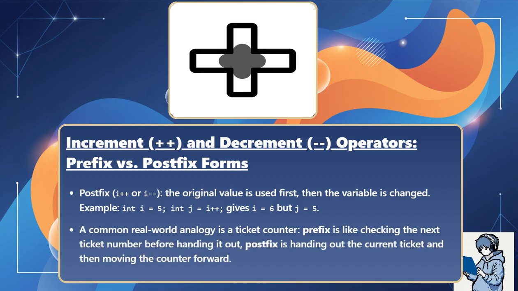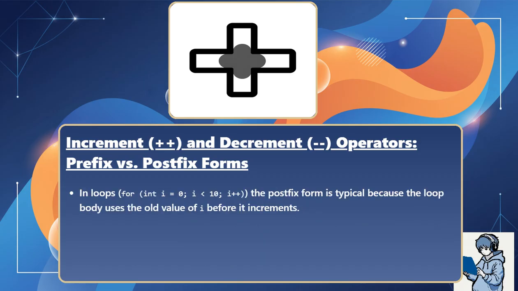A common real-world analogy is a ticket counter. Prefix is like checking the next ticket number before handing it out. Postfix is handing out the current ticket and then moving the counter forward. In loops, for (int i = 0; i < 10; i++), the postfix form is typical because the loop body uses the old value of i before it increments.